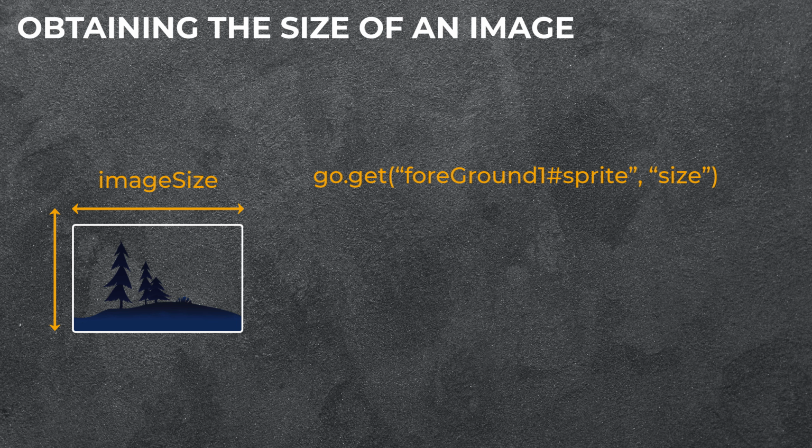For example, let's say you want to change the sprite's image to something with different dimensions. By dynamically determining the image's dimensions, you wouldn't have to then modify your code to accommodate that new image. So how does the go.get Defold API work? In our example, we query the sprite component of the game object foreground1 at address, quote, foreground1#sprite, sending it the property size. From that, the API returns the image's size, but please note it's sent in vector3 format.